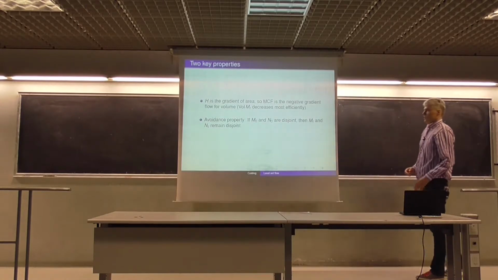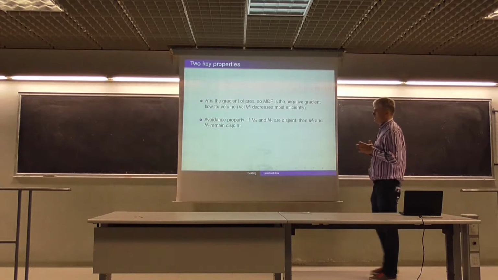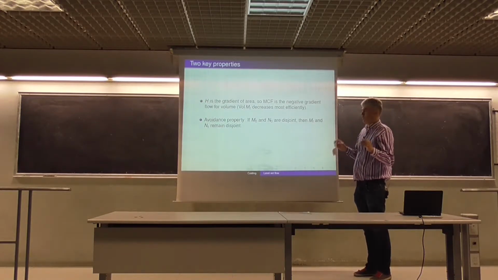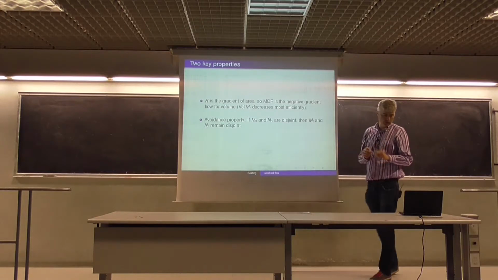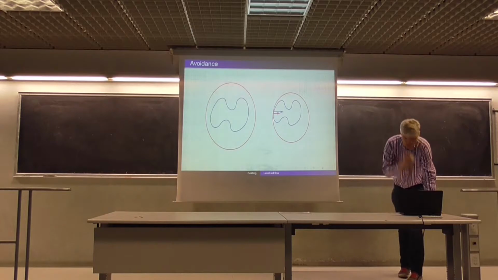The avoidance principle says that if you have two hypersurfaces that are initially disjoint, and you flow each of them, then under the flow those two hypersurfaces remain disjoint. And here's an example of this.